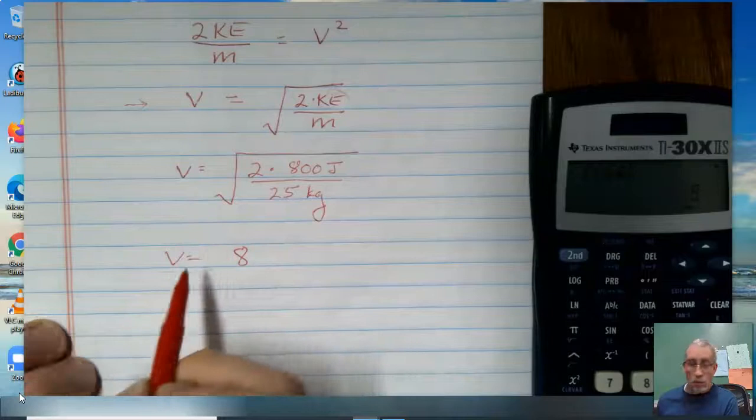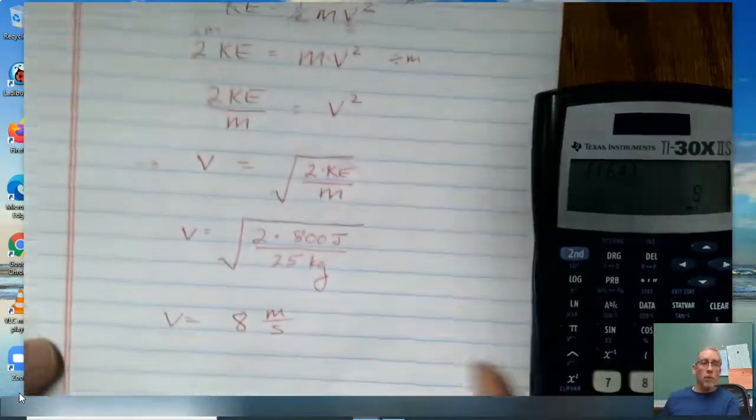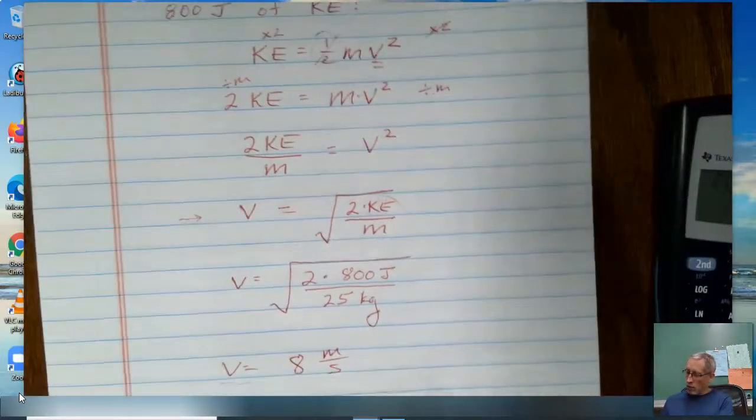And what units go with this? Remember, we're finding how fast it must move. How fast is a speed? And all of our speeds are in meters per second when we do kinetic energy problems.